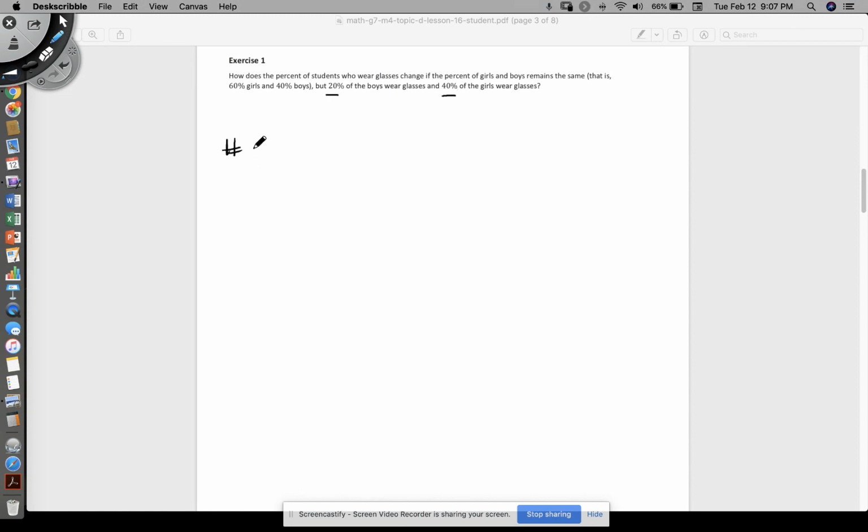All right, so we're going to set it up the same way. So number of girls is 60%. We're still going to write it as 0.60 n. Over here, we have number of boys. And again, that is 40%. We're still going to write it as 0.40 n. All right, now we're going to find those with glasses.